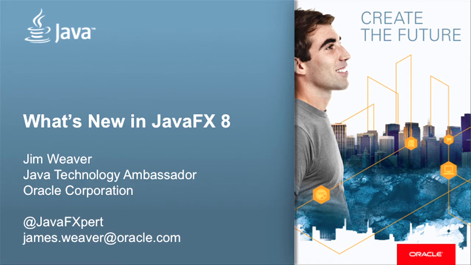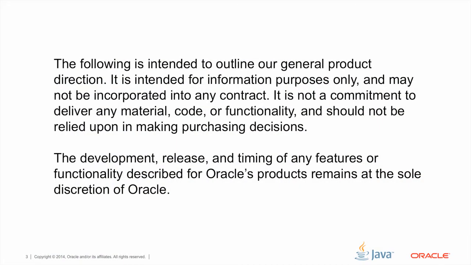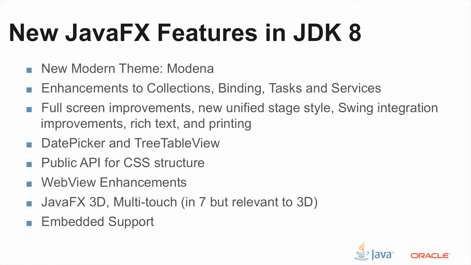Today I'd like to talk to you about what's new in JavaFX 8. I'm going to go through some features that are in JDK 8 with JavaFX 8. First of all, we're going to talk about this new modern theme that's in there. It's called Modena. Also, there are several enhancements to some of the core components of JavaFX, for example, collections, binding, tasks, and services. Also, there are some full-screen improvements, some other improvements like stage styles, Swing integration improvements, rich text, and even now a printing API.